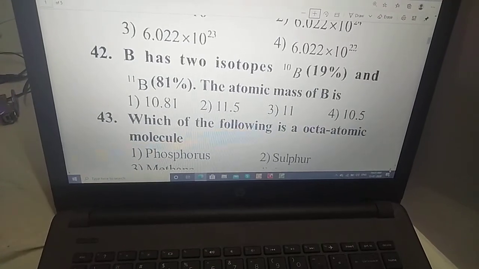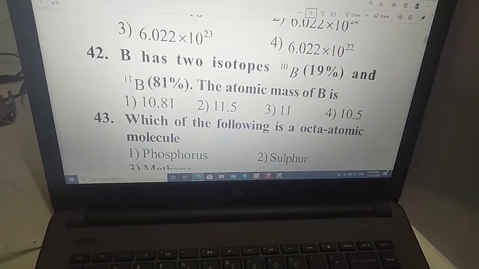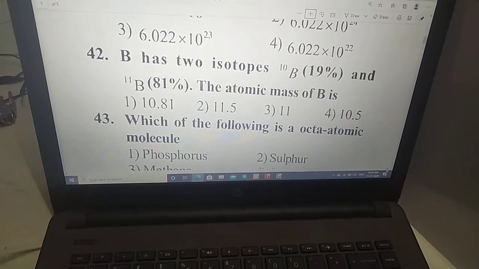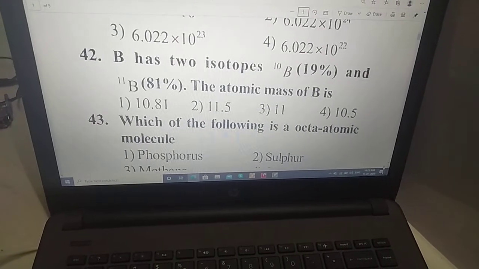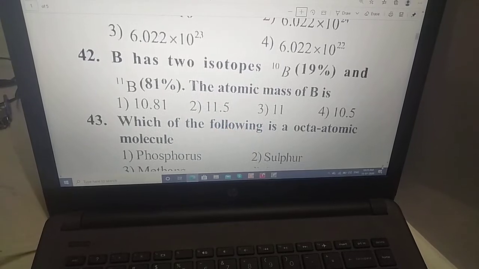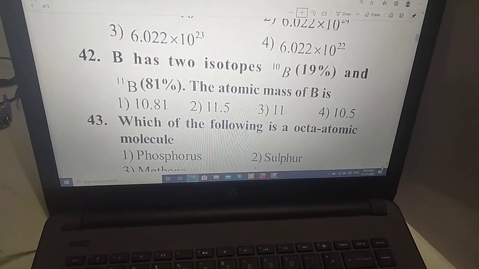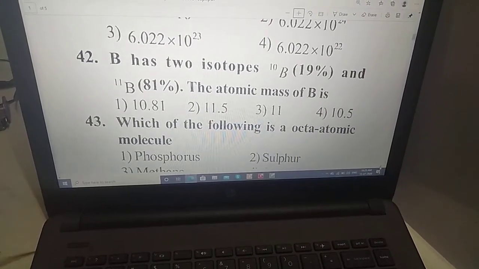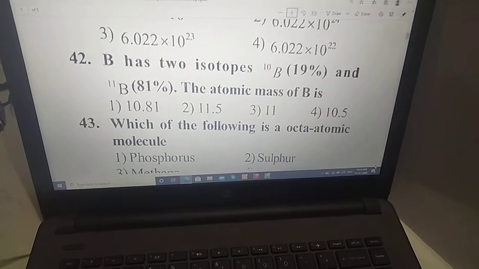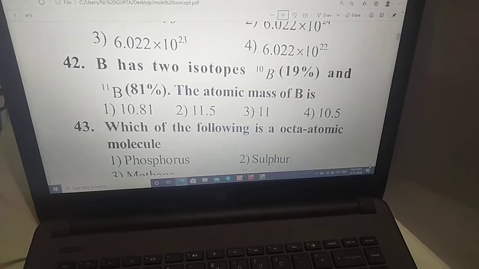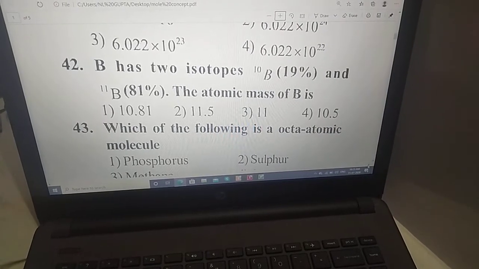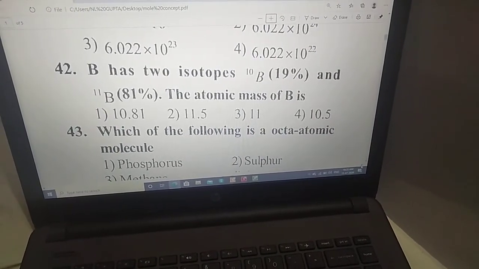Now question number 42, student, you check out. B has 2 isotopes. Okay, B means boron has 2 isotopes. Boron with mass number 10 is 19% available, and boron 11 isotope is available 81%. The atomic mass of B is, they have given options, student: 10.81, 11.5, 11 and 10.5. So let us check out the answer, student, for question number 42 on the board.